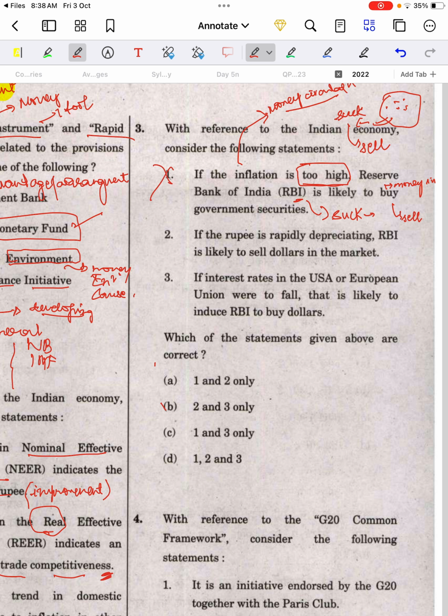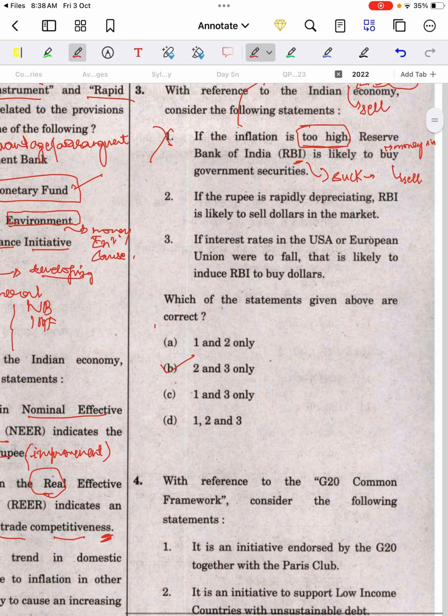If the statement is actually wrong, 2 and 3 is the answer. If the rupee is rapidly depreciating, RBI is likely to sell dollars. Yes, when the rupee value is depreciating or deteriorating, that means there is too much rupee in the market. So they will try to get that rupee quantum down, and it will start selling in the market. If interest rates in USA or Europe were to fall, that is likely to induce RBI to buy dollars. Yes. Okay. Here also this rule can be applied, right?